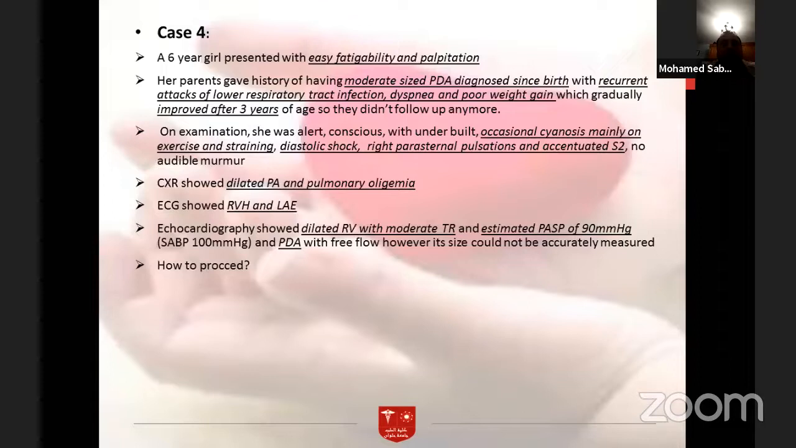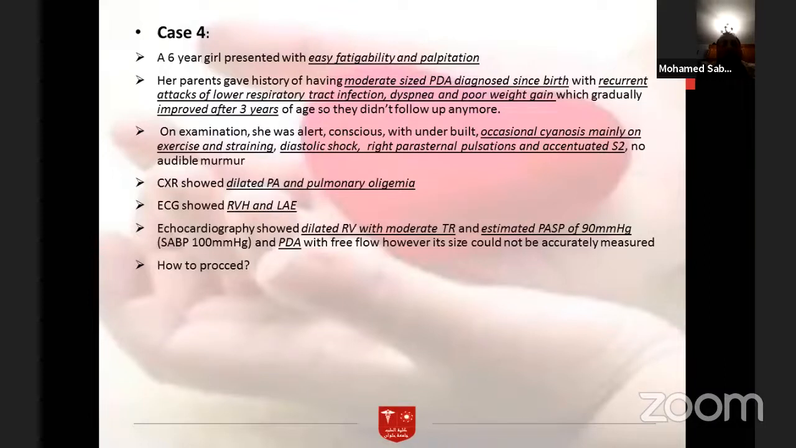Chest X-ray shows us the dilated pulmonary artery due to severe pulmonary hypertension and pruning associated with pulmonary oligemia, which means that we have starting pulmonary vascular occlusive disease. The ECG, of course, will show right, not left-sided hypertrophy due to affection of the right ventricle from pulmonary hypertension, and echo will show the affection of the right ventricle, not the left ventricle. And we had a pulmonary artery systolic pressure of 90 millimeters mercury, which is almost equal to the systemic pressure, as the systolic arterial pressure was 100.